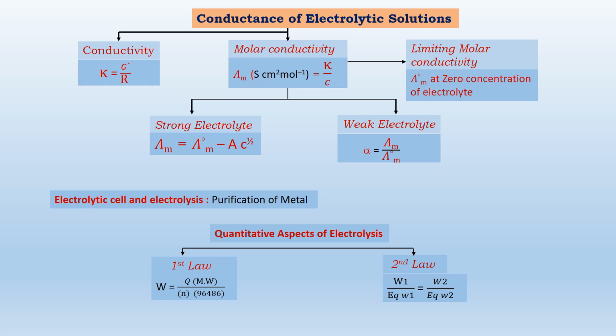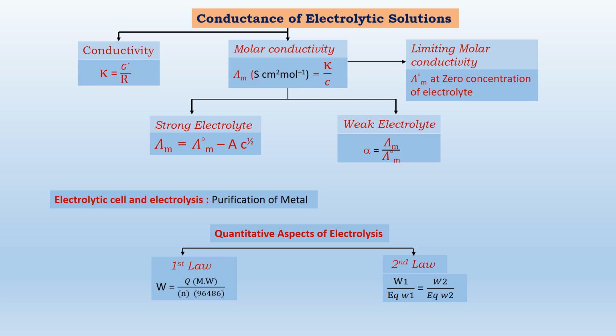Electrolytic cell and electrolysis. This is mainly for the purification of metal. Copper is purified at the cathode. Purification of metal is at the cathode. The impure copper is placed at the anode, right?